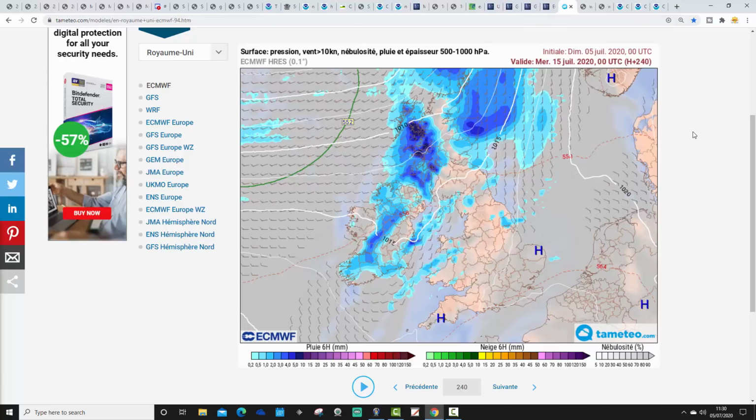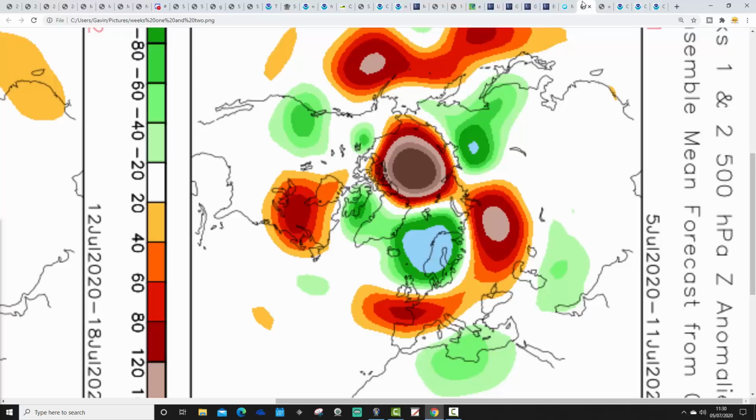We can't show you the options on the table within the ECM ensembles in this video because they've not updated on the Icelandic Met Office yet. We will be able to bring you those in our live stream from 6 o'clock though.